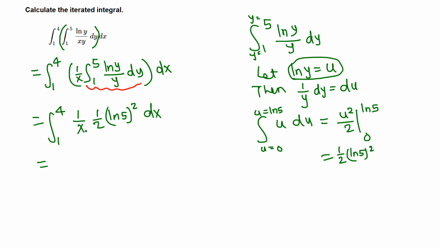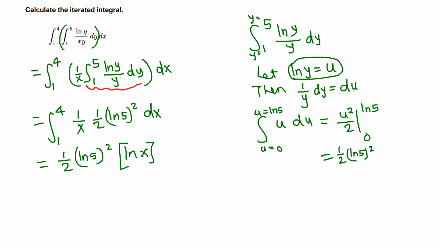Okay, now let's integrate with respect to x. This is a constant, by the way, a simple constant. We can pull it all the way outside: 1/2 ln 5 quantity squared. That leaves 1 over x, and the antiderivative of 1 over x is just ln x. We don't need absolute value because we are working on positive intervals, 1 through 4, earlier 1 through 5, so we did not need absolute value.